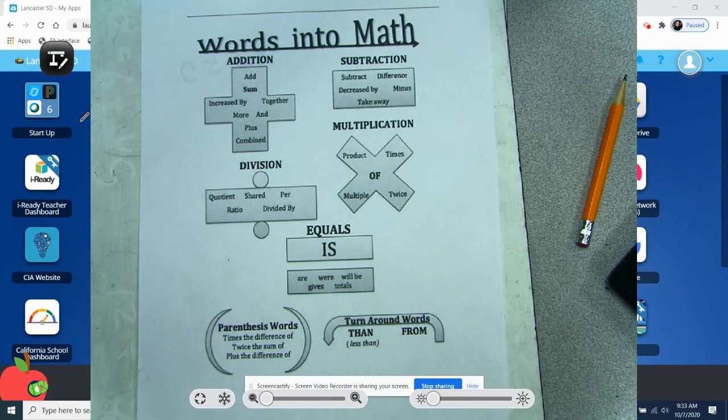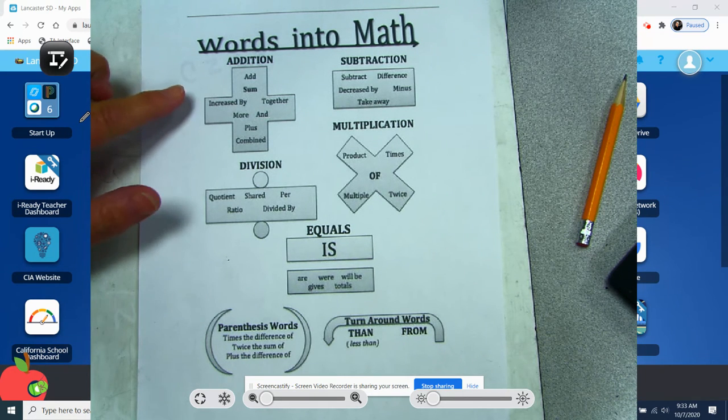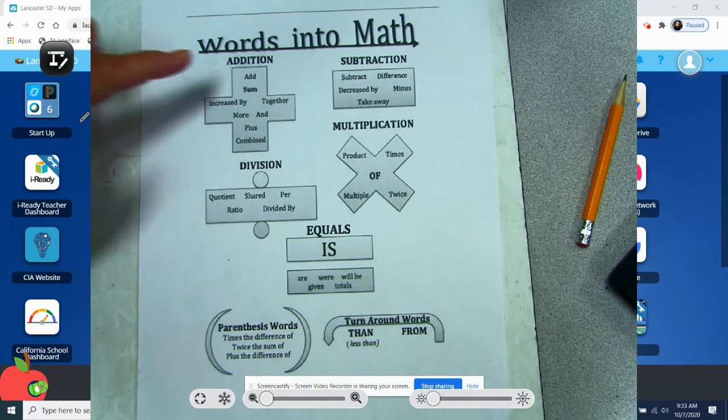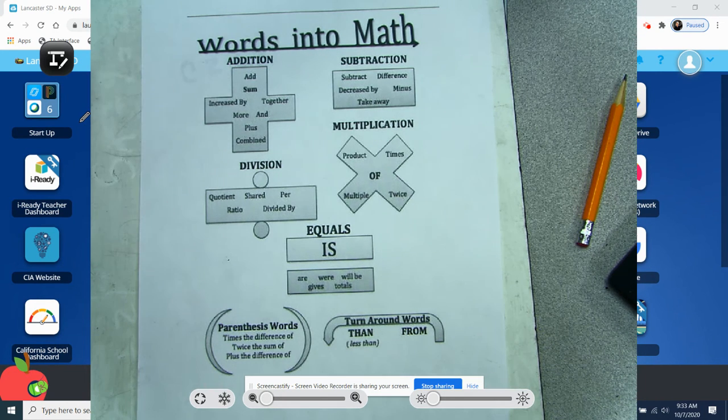I think most of you know most of these words and what they mean, but I want to go over them with you anyway. So if you see words for addition, or words in an equation or statement, a paragraph that will tell you that you are going to write an addition sign, you're going to see the words like add, sum, increase by, together, more, and, plus, or combine. All of these words are telling you you have addition.